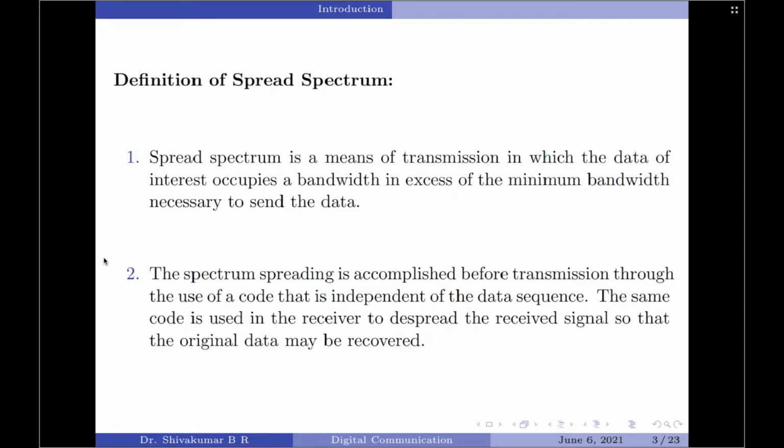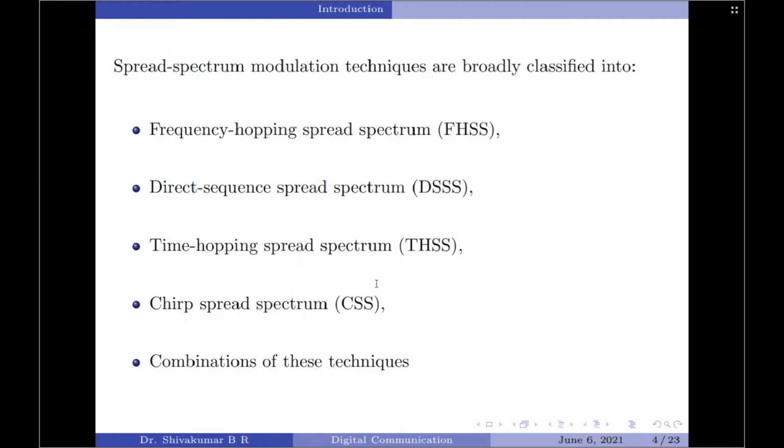The second part says the spectrum spreading is accomplished before transmission through the use of a code that is independent of the data sequence. The same code is once again used in the receiver to despread the received signal so that the original data may be recovered. Here, part 1 of the definition talks about spectrum spreading, whereas the second part of the definition talks about how to perform spectrum spreading. Moving on, spread spectrum modulation techniques are broadly classified into 5 types.